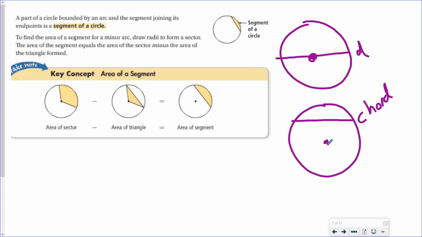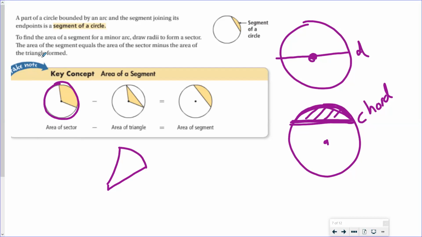Now, what is the segment of a circle? A segment of a circle is a region, the shaded region, between an arc and the chord. So the sector is between an arc and the radii of the circle. But a segment is an area shaded between the arc of the circle and the chord of the circle. This is a segment. This one we call a segment. How can we find the area of the segment? If you have this sector here, and you find the area of the sector and subtract from it the area of the triangle, you will find the area of the segment. This is a way to find the area of a segment.